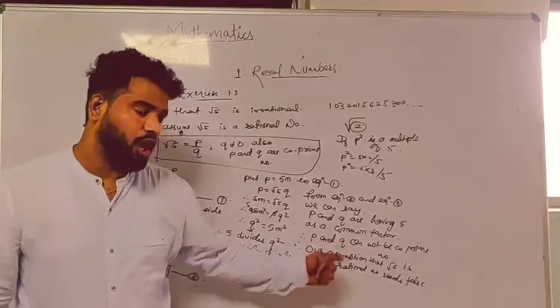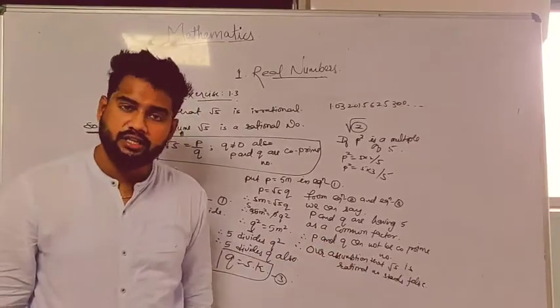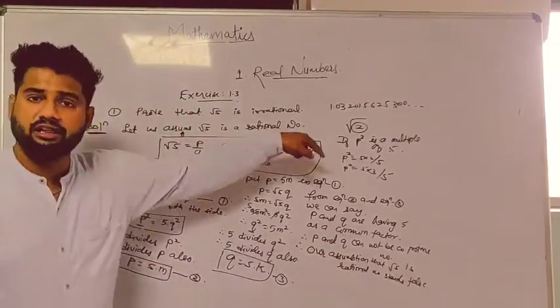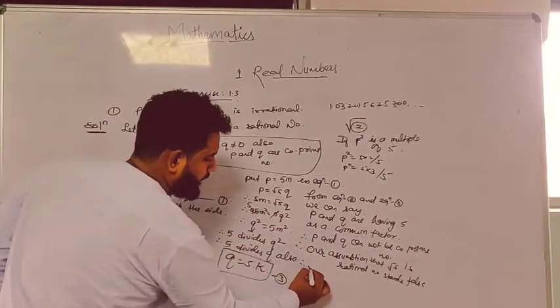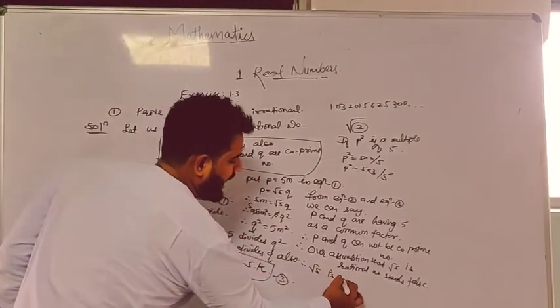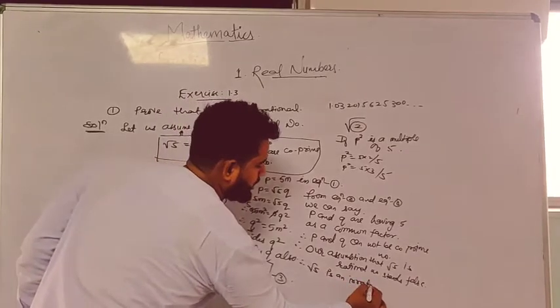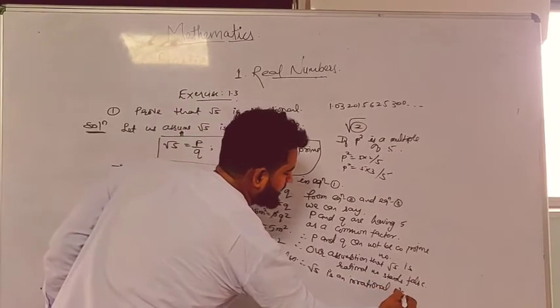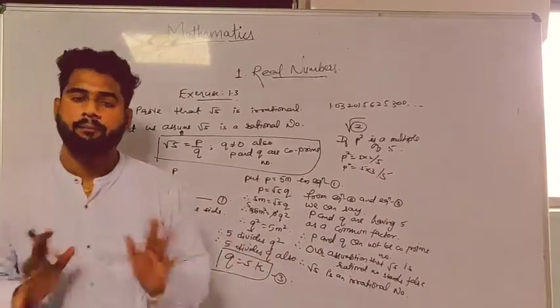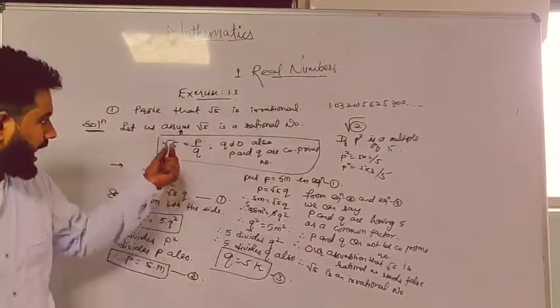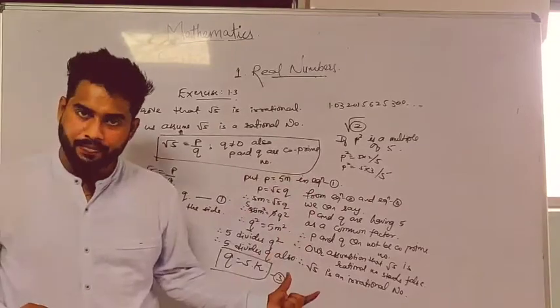Right? Because you are not getting co-prime numbers, your assumption is false. What you assumed was rational, and that is coming out to be false. Therefore, root 5 is an irrational number. And here your sum is complete. Make sure you write each and every quantity.